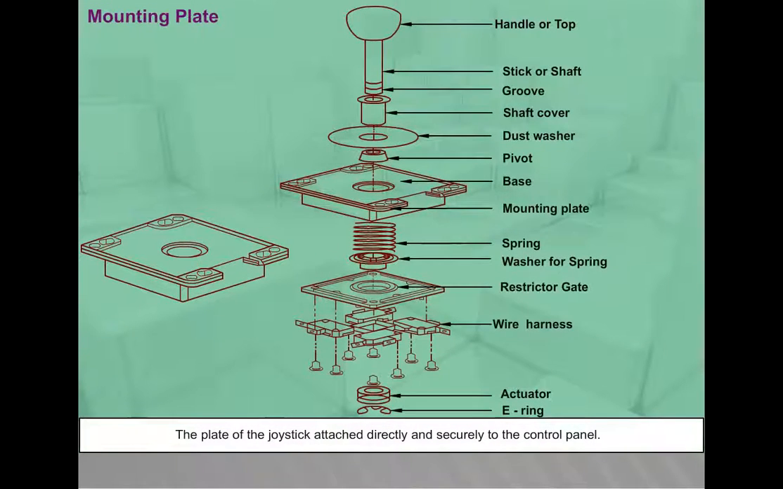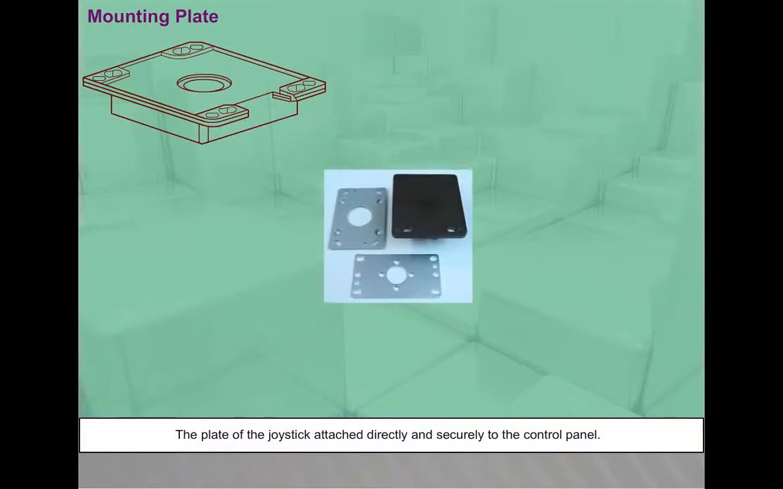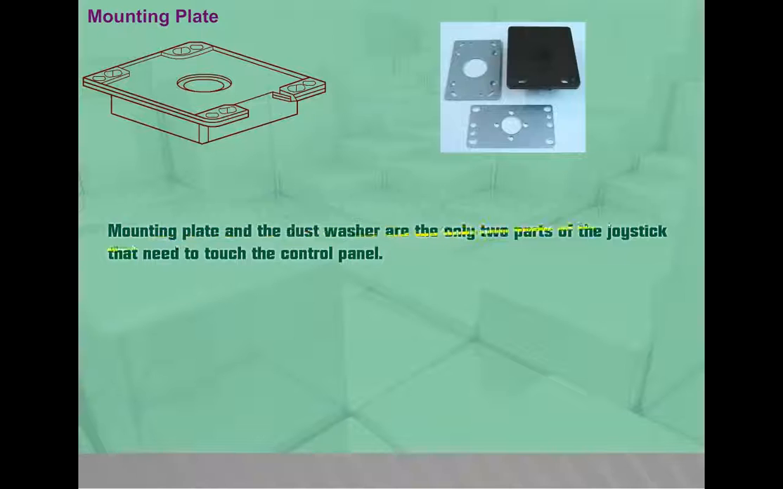Mounting plate: the plate of the joystick attached directly and securely to the control panel. The mounting plate and the dust washer are the only two parts of the joystick that need to touch the control panel.